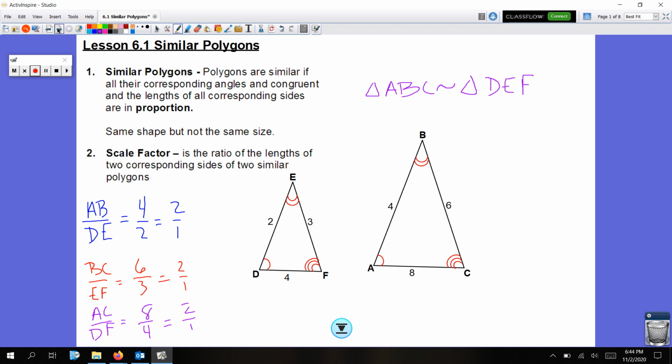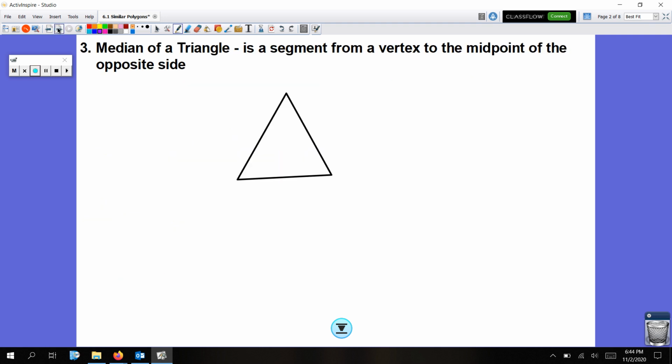All right, let's look at another example. Oh, I'm sorry. Here's something else I wanted to tell you about. The median of a triangle is a segment from the vertex to the midpoint of the opposite side. So let's just say that this base is 10. The median is going to come from the vertex, which is the top of the triangle, and cut the base in two congruent segments, right? Each would be 5 and 5. That's what a median does, right? It splits it right in half.